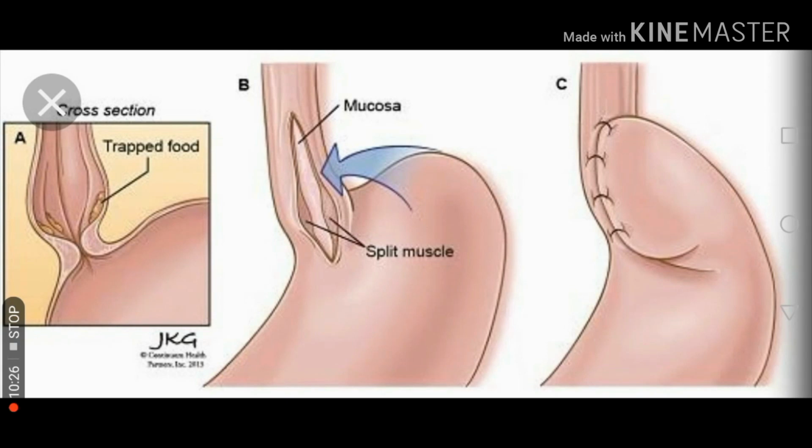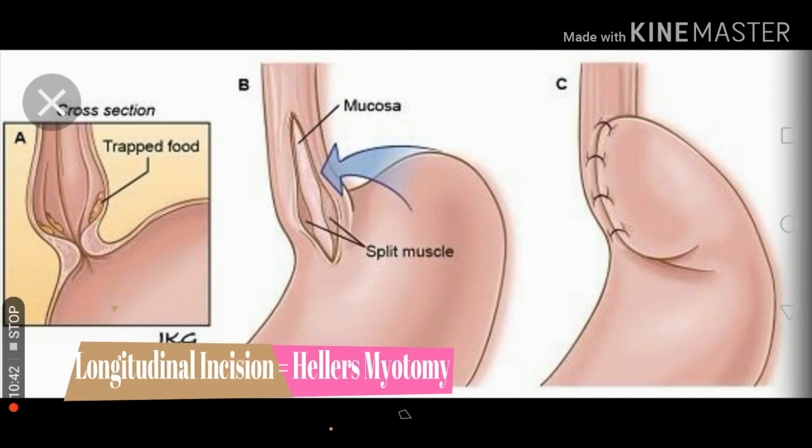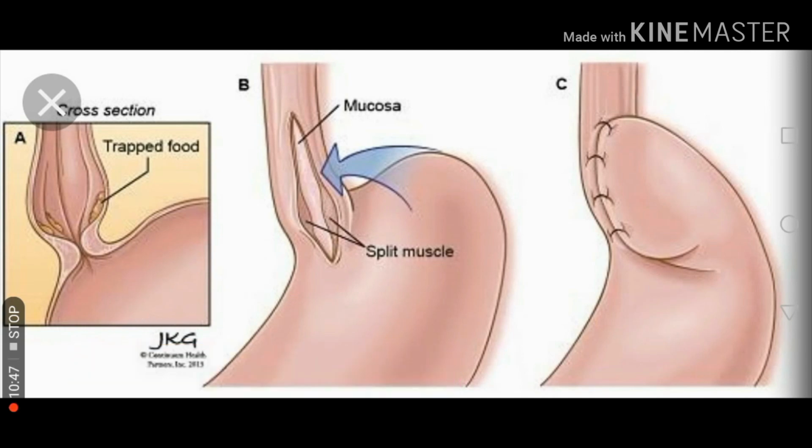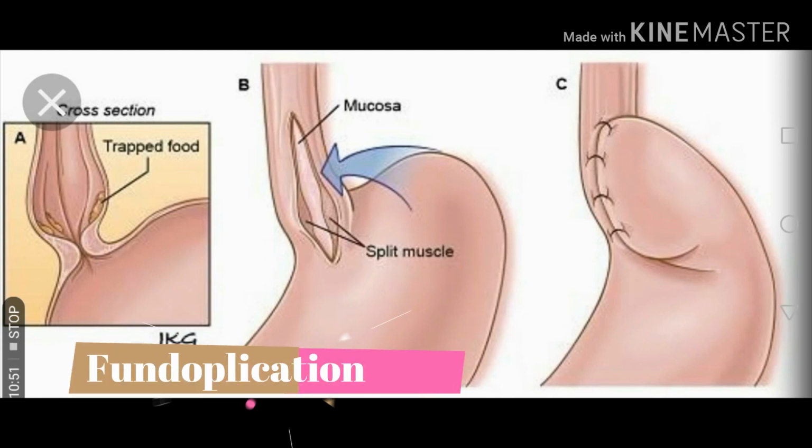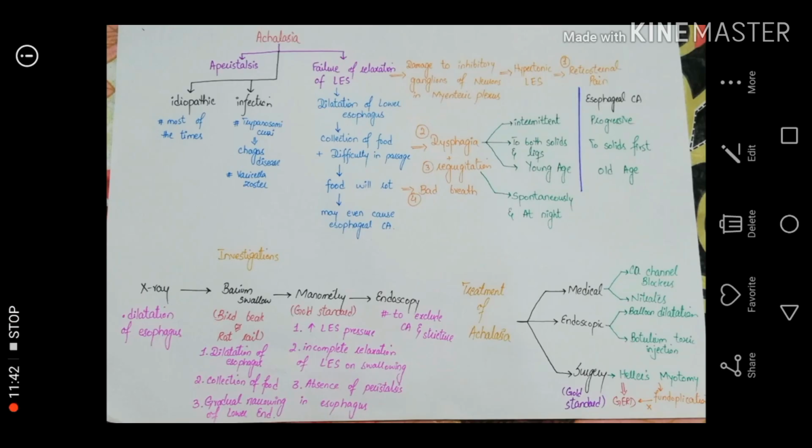So as you could see, this diagram has three parts, A, B, and C. In A part, contracted lower esophageal sphincter with entrapped food is shown. In B part, a longitudinal incision is given at the lower end of esophagus to allow the contracted lower esophageal sphincter to be relaxed, and the cardia portion of the stomach is stitched onto the anterior portion of esophagus. Now, I hope you have a much better understanding about how achalasia presents and what investigations we will do and what would be our treatment plan.